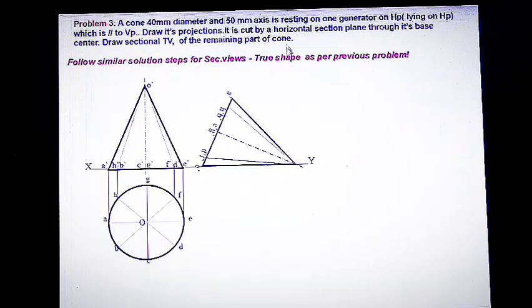Now we have to locate the cutting plane. The imaginary cutting plane cuts the solid, which is passing through its base center. Base of the solid is this one. It is passing through the base center and parallel to VP.